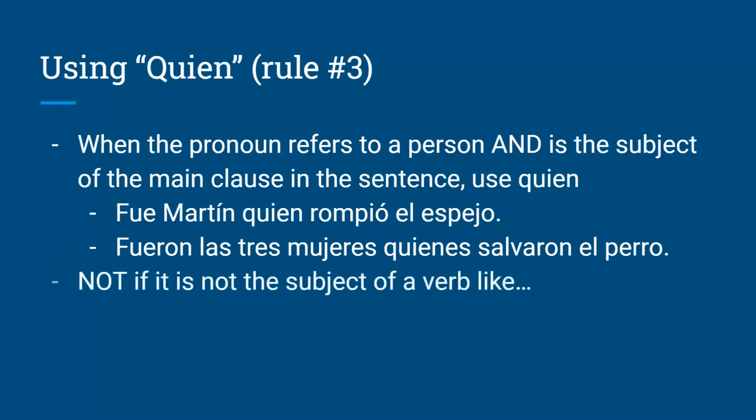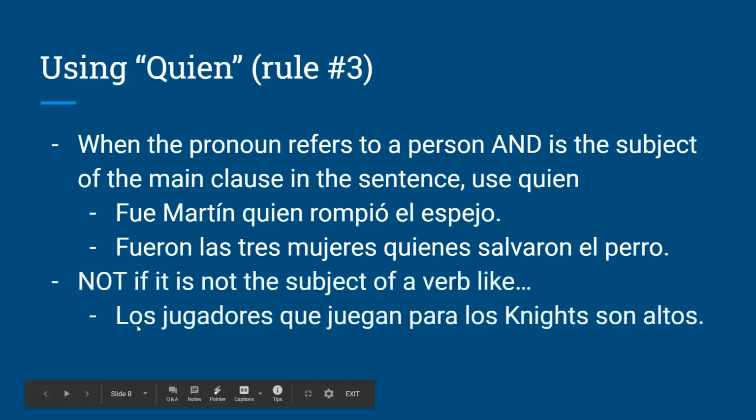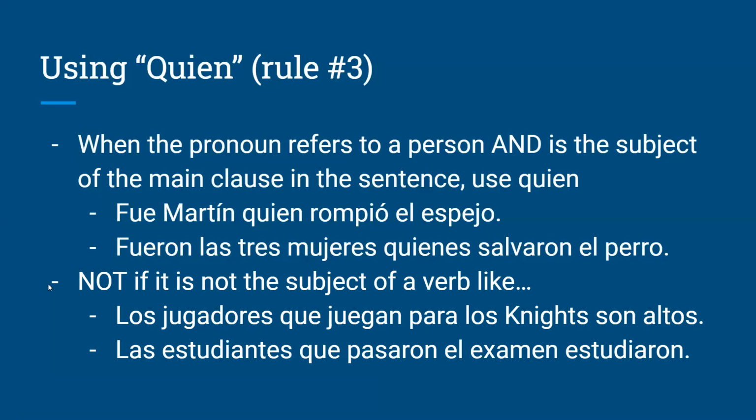I guess I'll show you these examples of when it wouldn't work. Okay, this says, the players that played for the Knights are tall. Okay, sentence doesn't start off with ser, and so even though we're talking about human beings, the players, our relative pronoun is que. We don't use quien because, again, shortcut, it didn't start with the verb ser. Okay, one more example of it there. The students that passed the exam studied. Are we talking about human beings? Yes, but it didn't start with ser. So we used que and not quien. Okay.